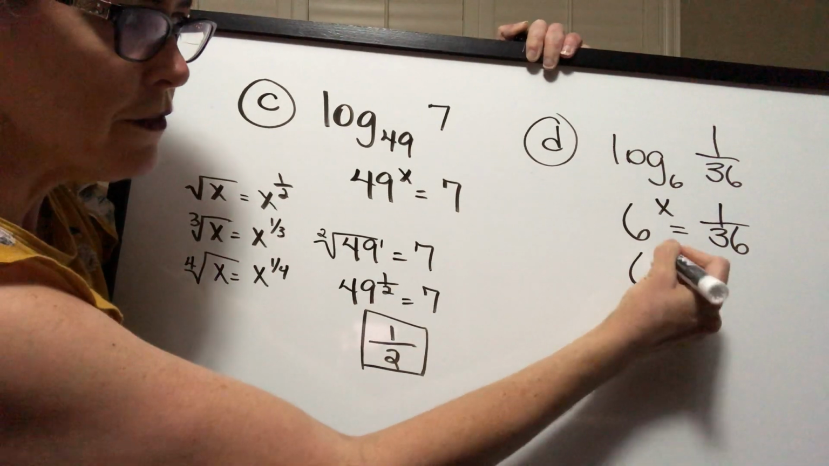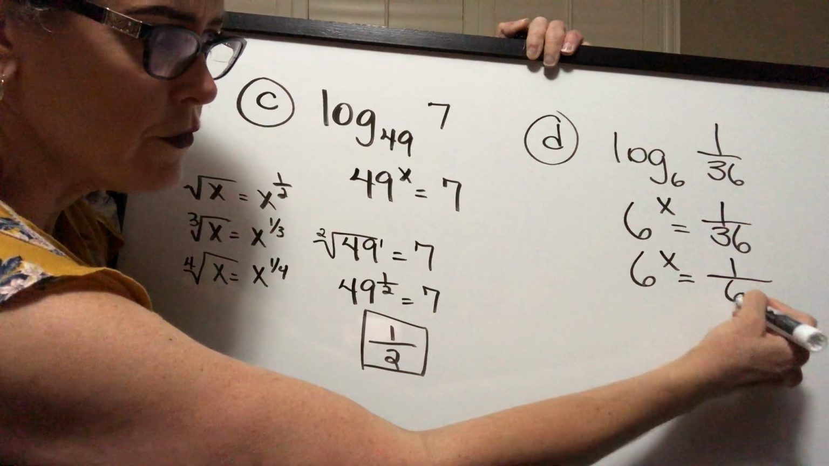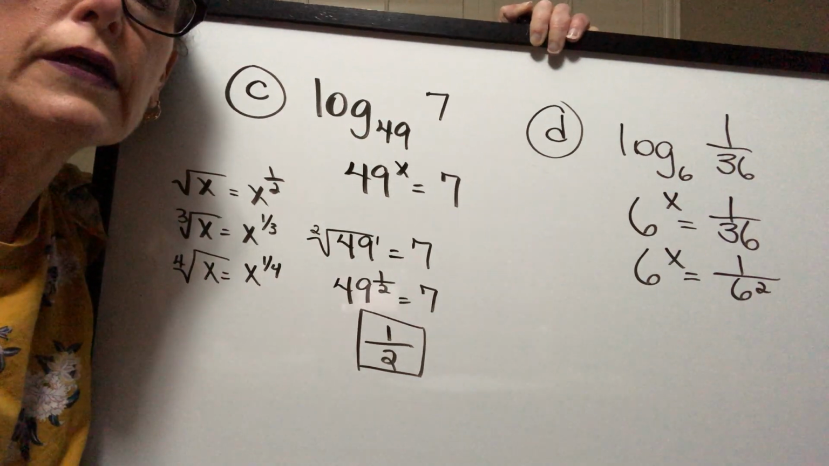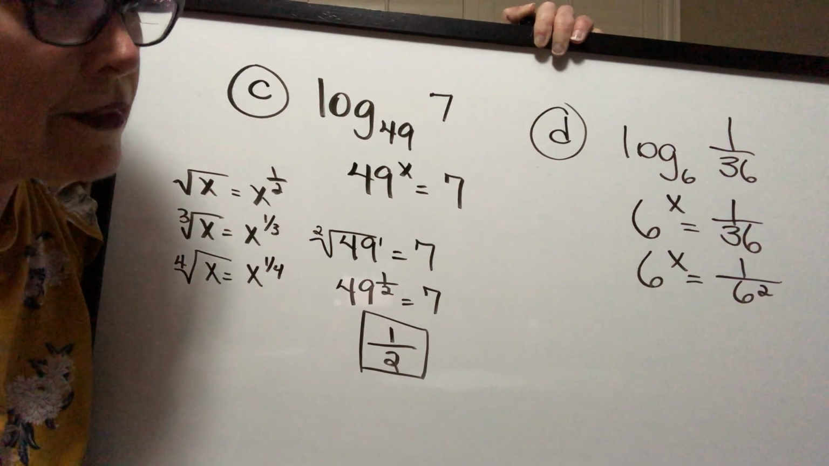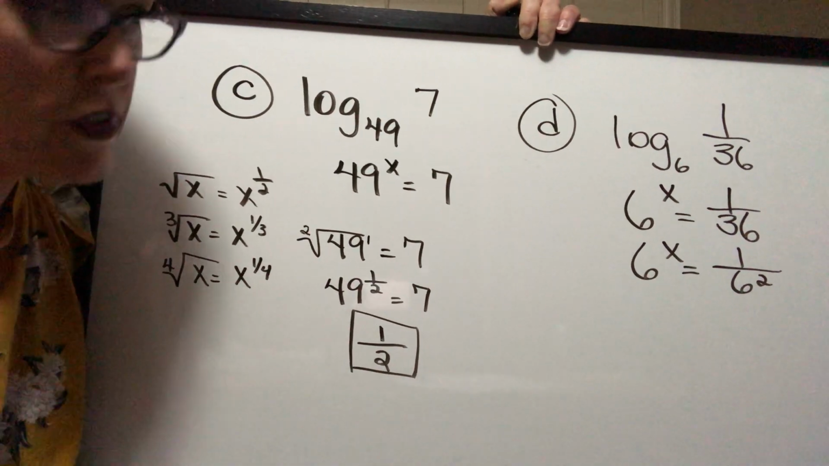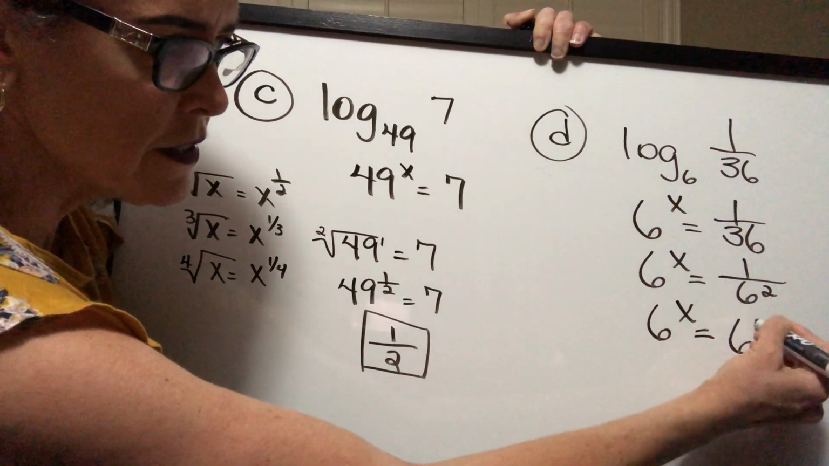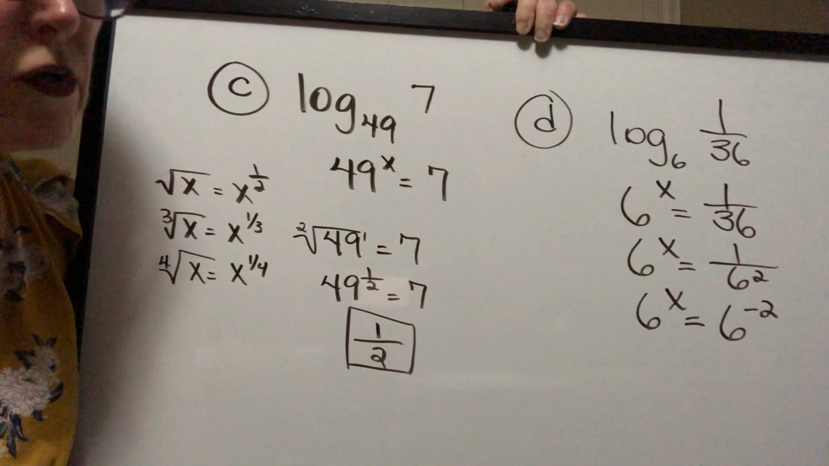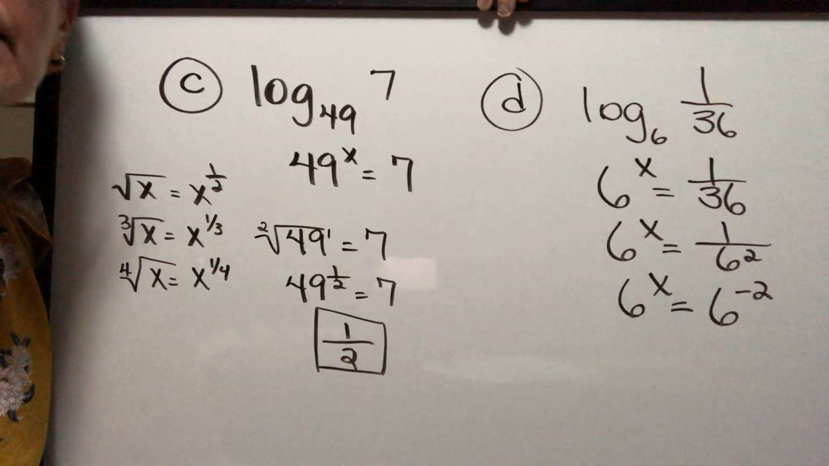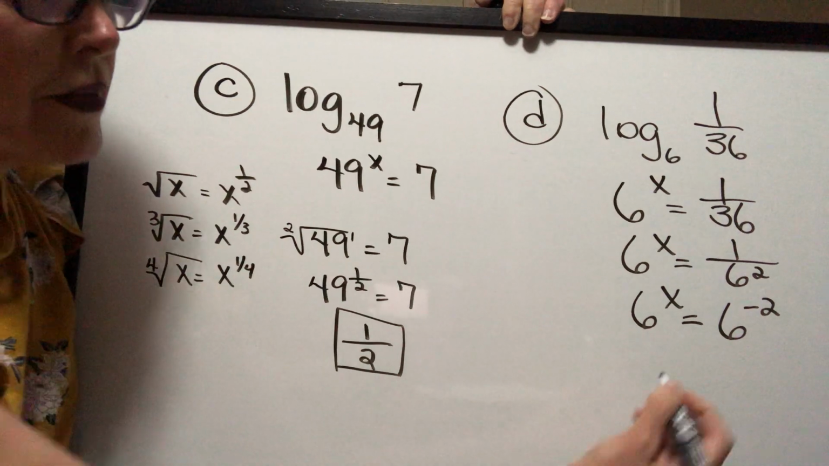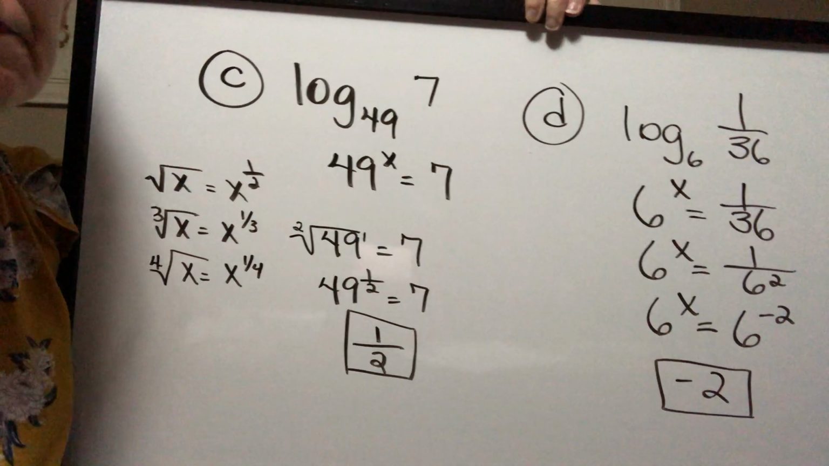Well, keep in mind that 36 would be 6 squared. So that would be like 1/6 squared. And you learned in algebra that a negative exponent is used in this case. So this would be the same thing as 6 to the -2 power. Any exponent that's in the denominator can be rewritten as a negative number. So that would mean that -2 is your answer for part D.